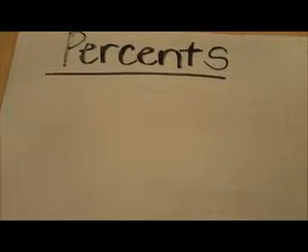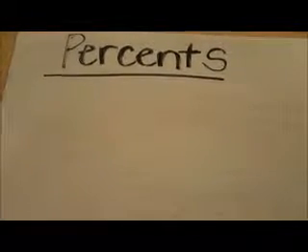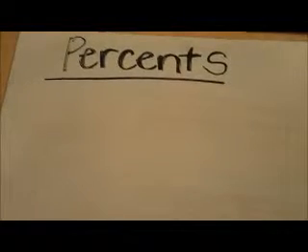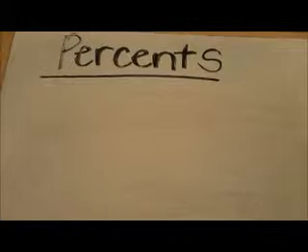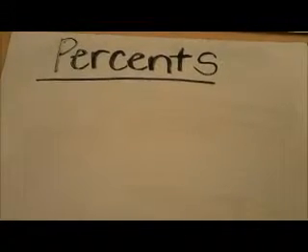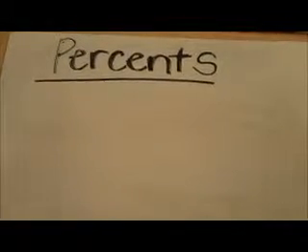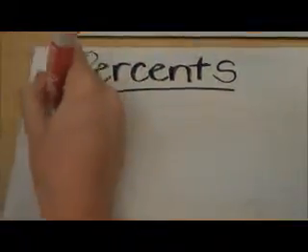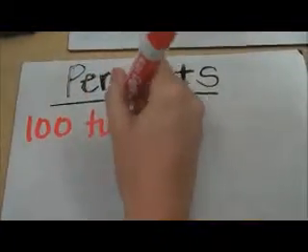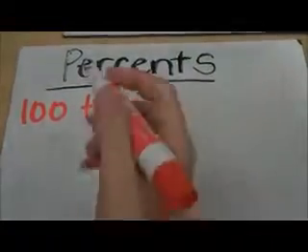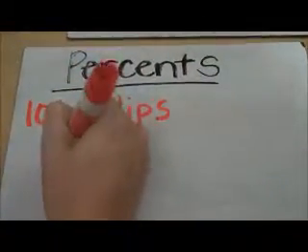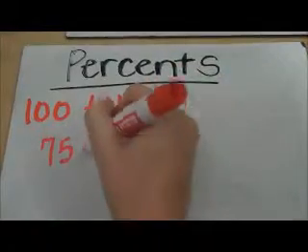Mainly I have tulips. I have 100 tulips in my garden, in my fenced-in backyard. And if I have 100 tulips, I have some red tulips and some yellow tulips. So I'm going to just go ahead and say that I have 100 tulips. It's a funny word. 75 of my tulips are red.